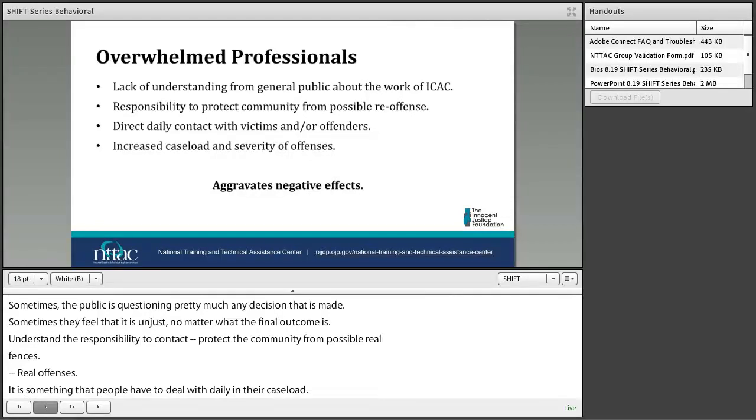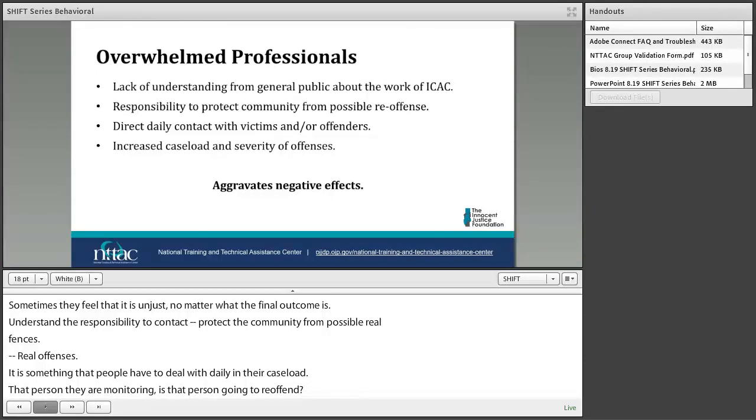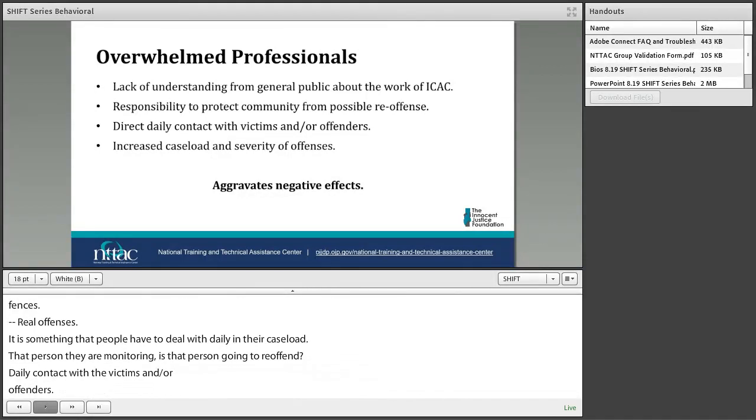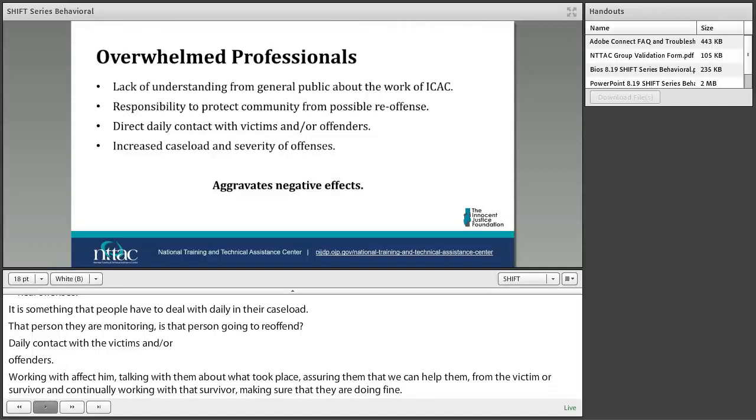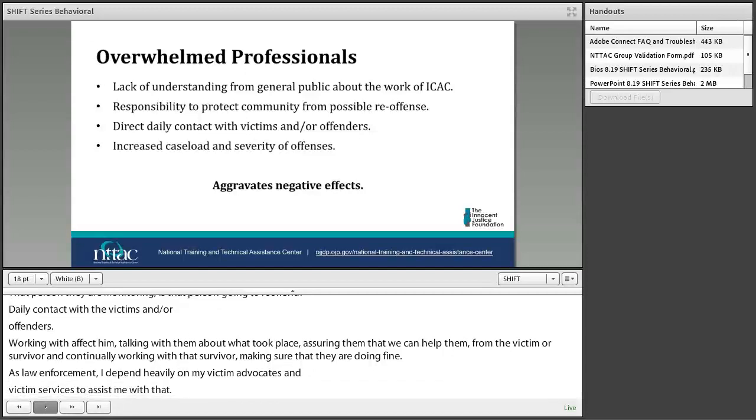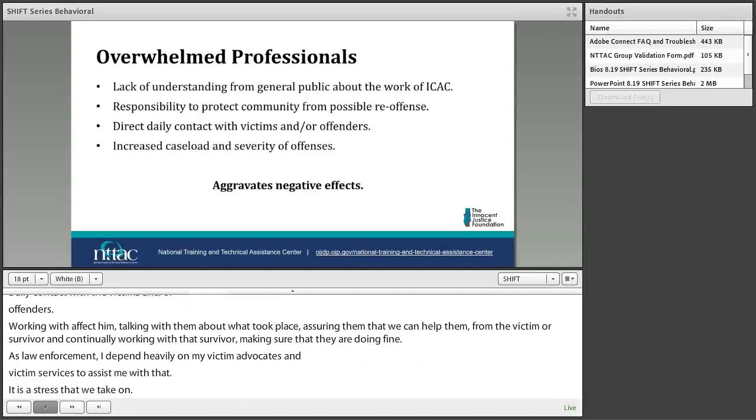The direct and daily contact with victims and or offenders. Again, working with that victim, talking to them about what took place, assuring them that we can help them, and moving from victim to survivor and continuing to work with that survivor and making sure they're doing fine. And as law enforcement, I depend heavily on my victim advocates and victim services to assist me with that, because it's definitely a stress that we take on.